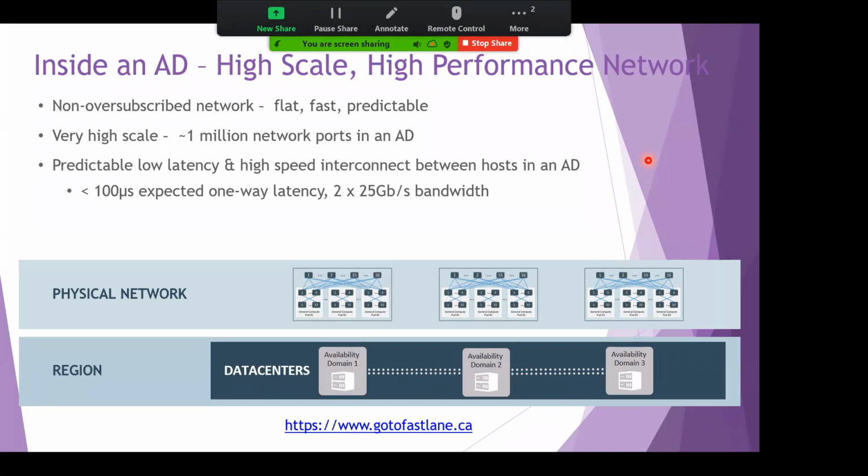Over here, a few words are very important for you to understand first, and I'm not sure if you have studied it in a course: oversubscribed network. It is written that Oracle Cloud is a non-oversubscribed network, hence flat, fast, and predictable. We talked about predictability. Let's talk about it. Yes, please, Abhishek.